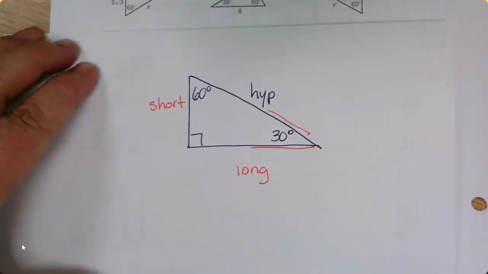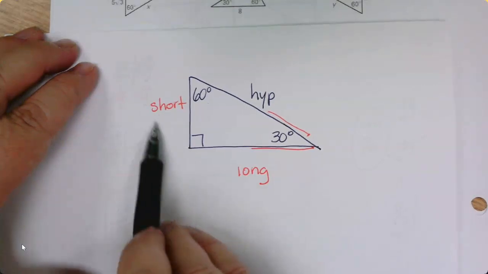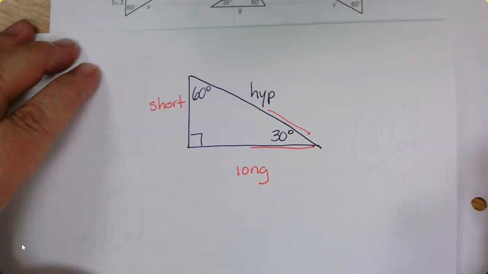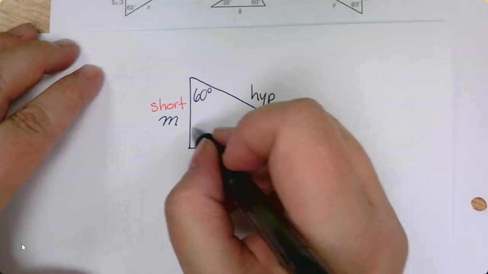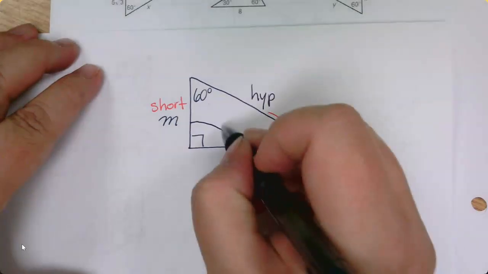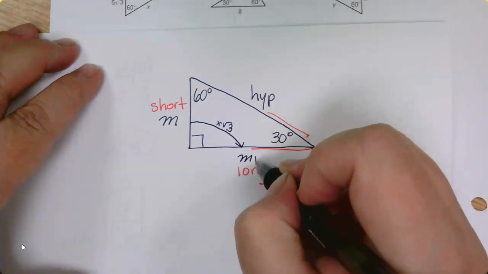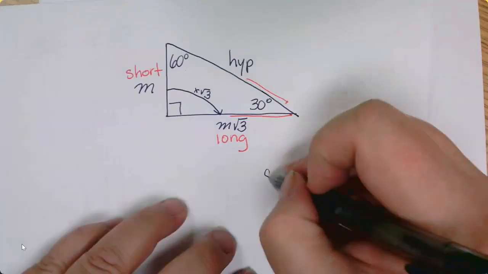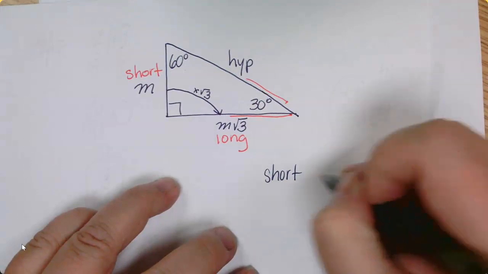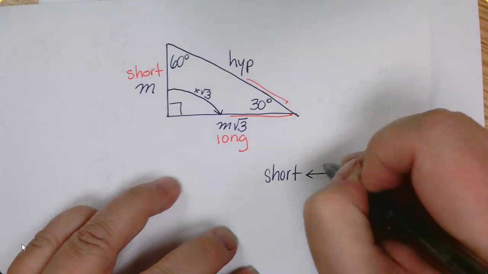The rule for 30, 60, 90s is generally, and by generally I pretty much mean always, starting from the short leg. Whatever the short leg is, I'm going to call it m, just for kicks. We can multiply that number times square root of 3 to get the long leg. So m times square root of 3 gives me my long leg. I'm going to write this: going from short leg to long leg, I always use a square root of 3.